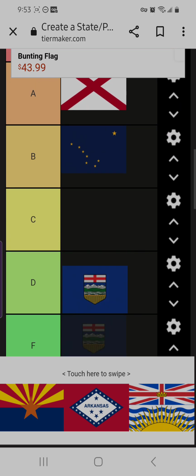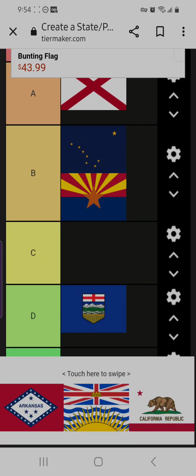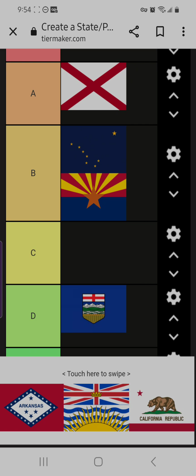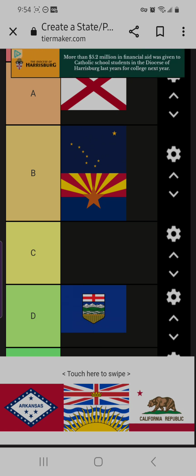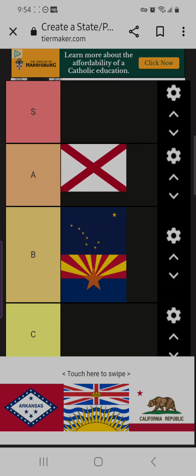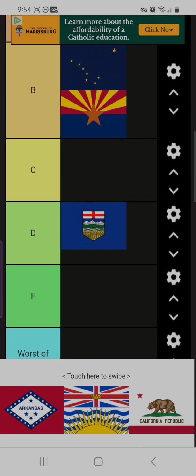Now, Arizona, I think they're gonna be put on the same tier with Alaska because it doesn't deserve the A tier because it's not a symbol. It either has to be a symbol and iconic, or the seal. If it's a seal based one, the seal has to look good enough to be in an A tier, or a B tier if it's a seal based one. The seal has to be good.